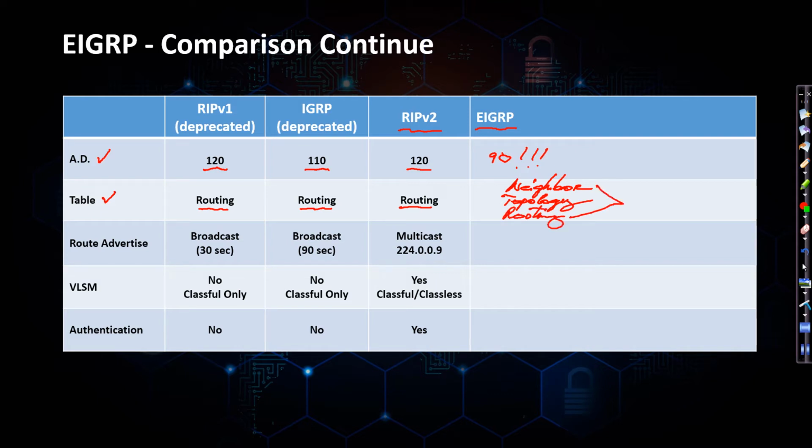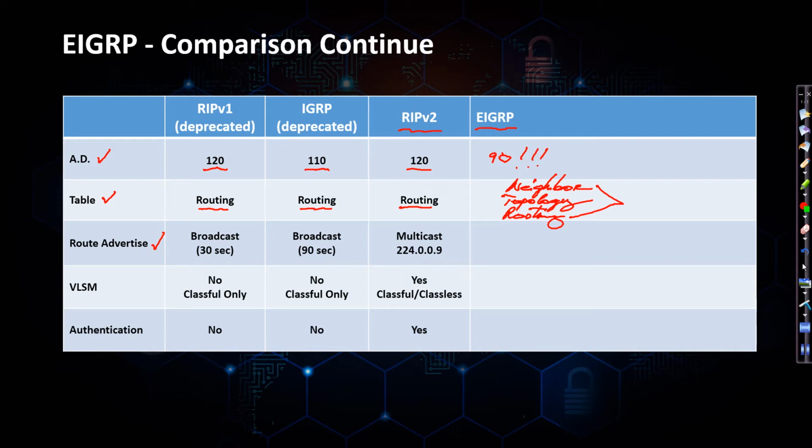More on these tables coming up shortly. The last 3 things on this table are some of the reasons why RIP version 1 and IGRP were deprecated. And we start with route advertise.